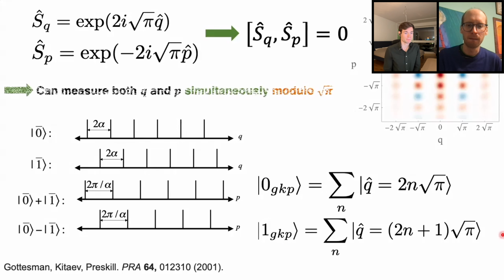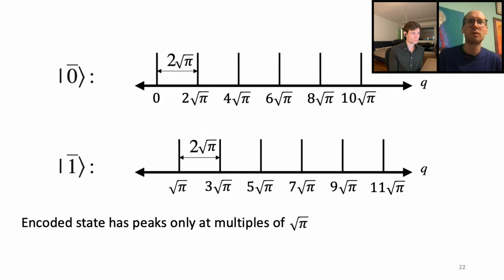Okay, thanks. So this is what I already mentioned, that we can simultaneously measure both Q and P modulo square root of pi. Here I have some slides that try to explain how this error correction works. I think it's much easier to think about it if we just look along one axis, so let's say the Q axis. You see here we have the 0 and we have 1, and both have peaks only at multiples of square root of pi, except that 0 has them at even ones and 1 has them at odd ones.